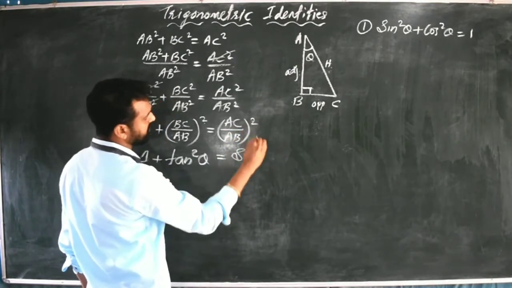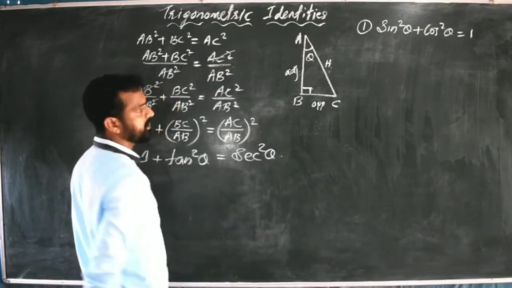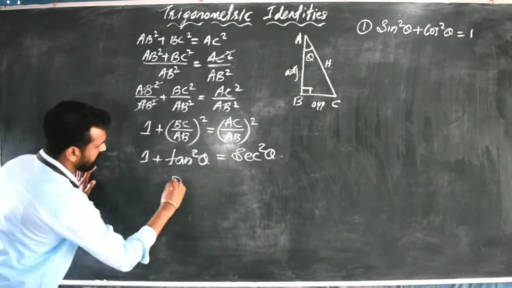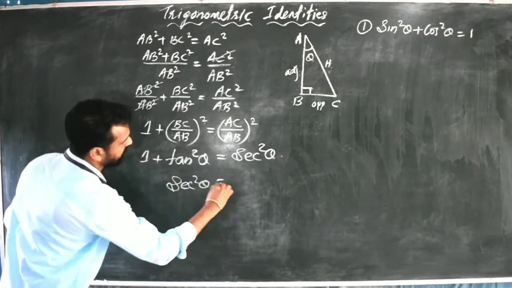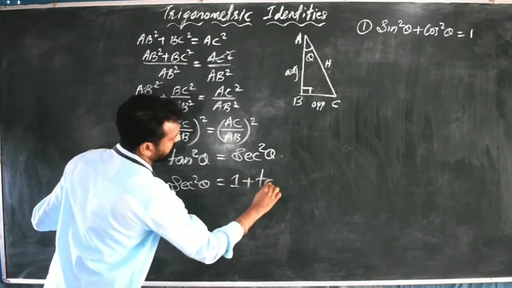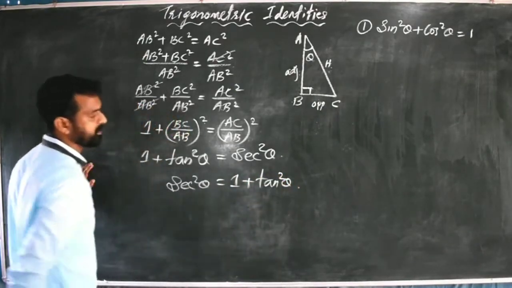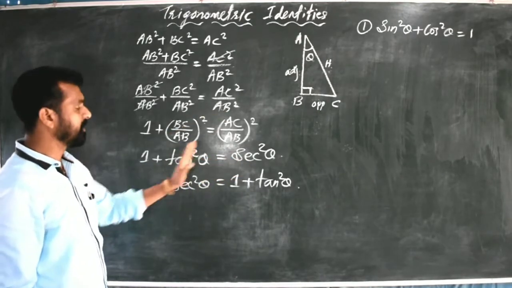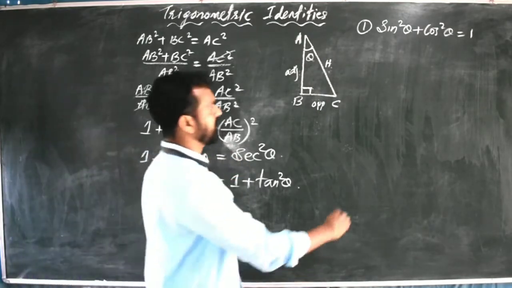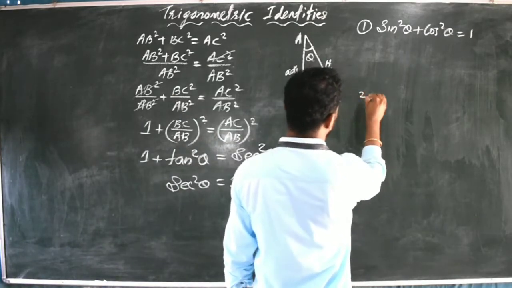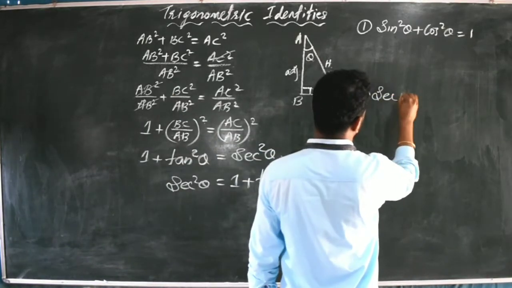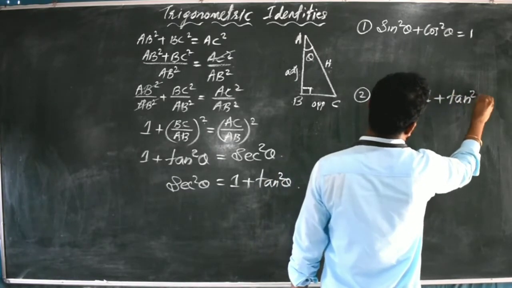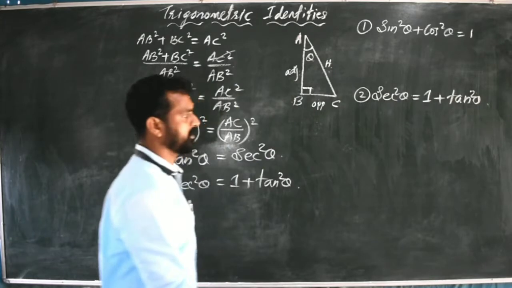So AC by AB square, it will come sec square theta. That is the second identity. But this second identity we used to write like this: sec square theta is equal to 1 plus tan square theta. That we are writing just opposite, that much only. So that is the second trigonometric identity. The second one is sec square theta is equal to 1 plus tan square theta.